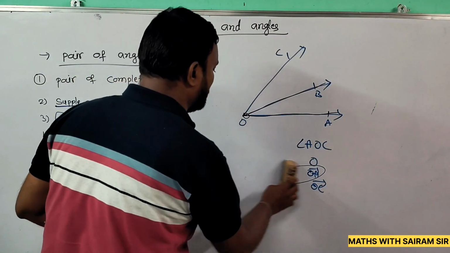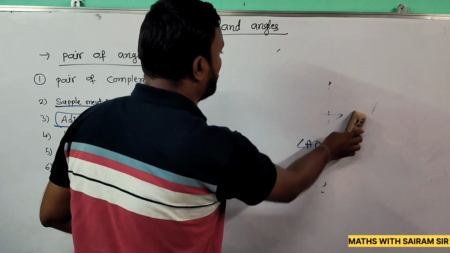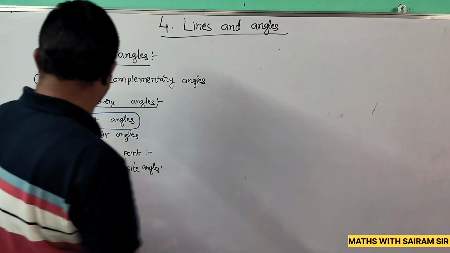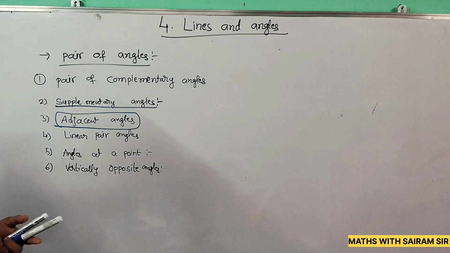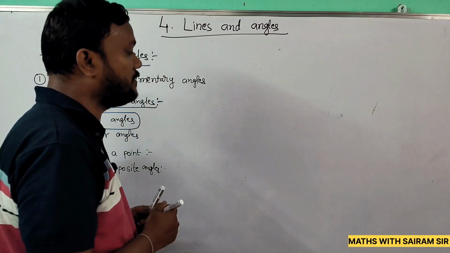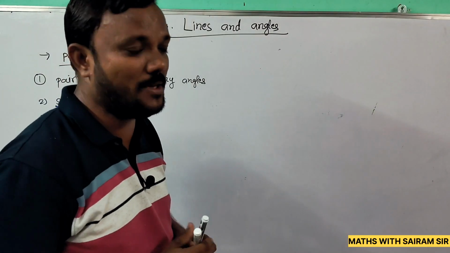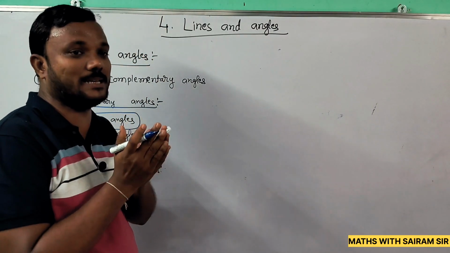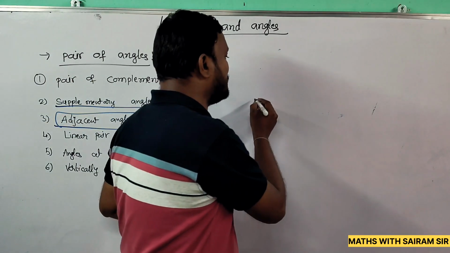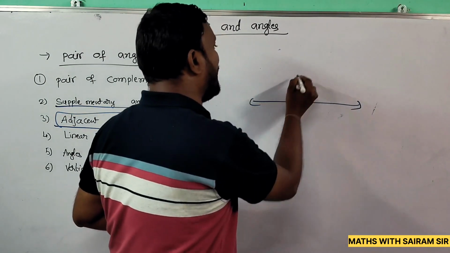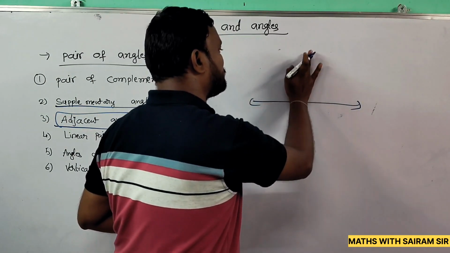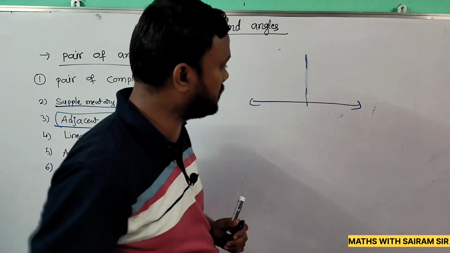Okay. Next concept is linear pair angles. Just now we discussed adjacent angles. What are adjacent angles? Adjacent angles are two angles having a common vertex and a common arm. Let us suppose here.